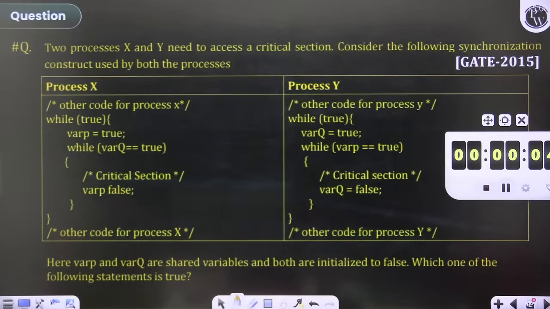Another question. So variable P, variable Q. We have two variables over here.